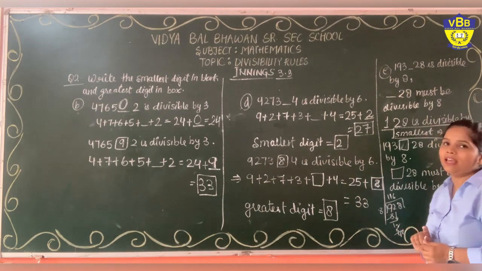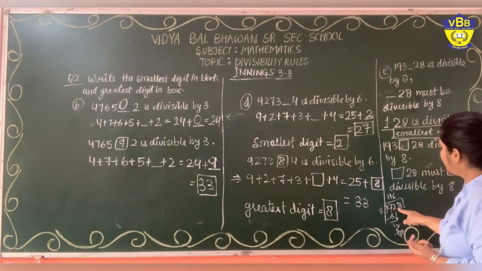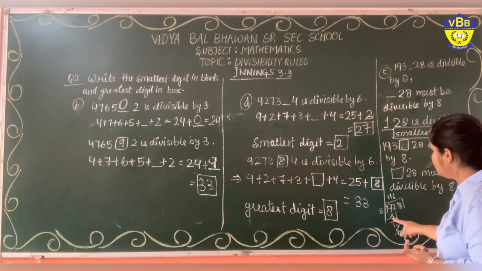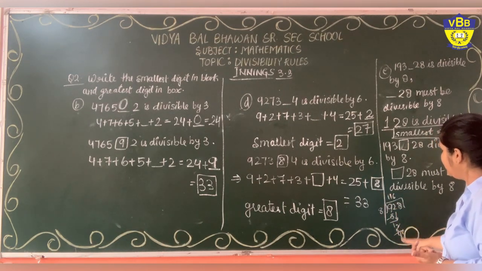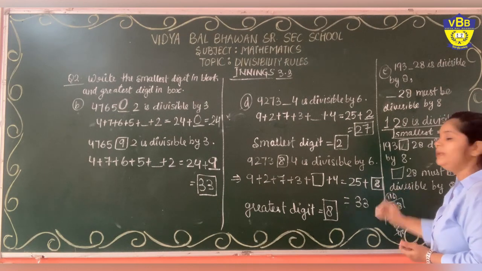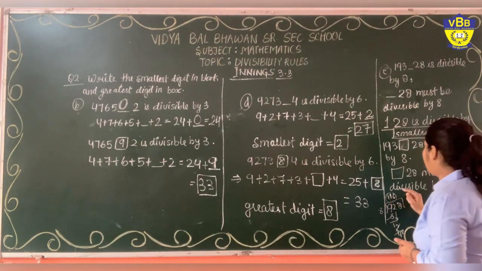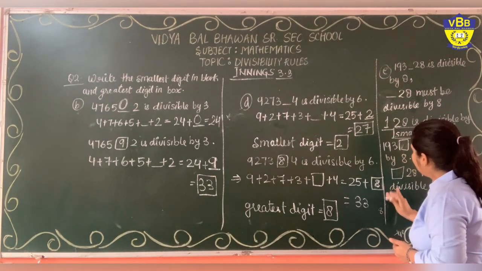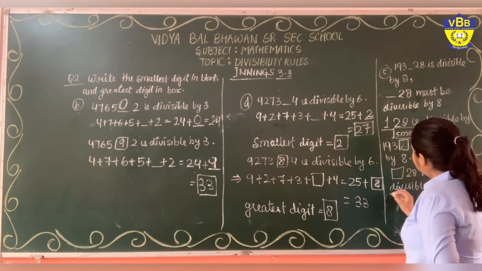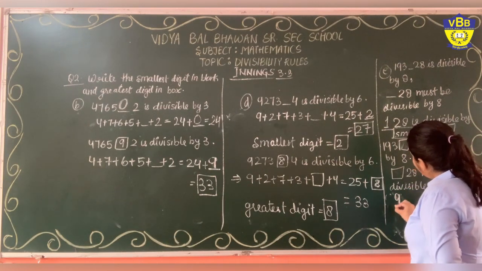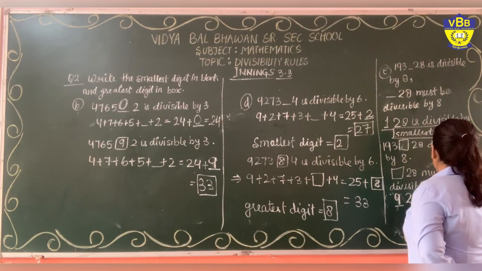If we are writing 9 here and dividing 928 by 8, 8 ones are 8. There is 1, writing 2 here. 8 ones are 8 again, writing 4 here. So it is completely divisible by 8, how many times? 116 times. So what is the greatest number that should be written here? It is 9. 9 will be the greatest digit that will make it divisible by 8.